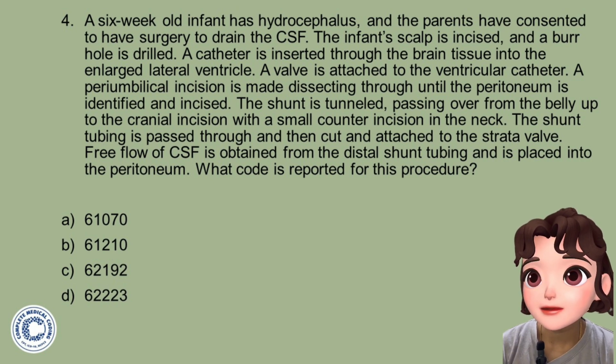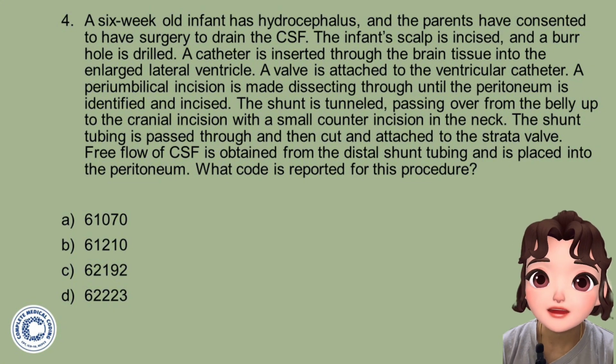Infant's scalp is incised and a burr hole is drilled. A catheter is inserted through the brain tissue into the enlarged lateral ventricle. A valve is attached to the ventricular catheter. A periumbilical incision is made, dissecting through until the peritoneum is identified and incised. The shunt is tunneled, passing over from the belly up to the cranial incision with a small counter incision in the neck. The shunt tubing is passed through and then cut and attached to the strata valve. Free flow of CSF is obtained from the distal shunt tubing and is placed into the peritoneum. What code is reported for this procedure?